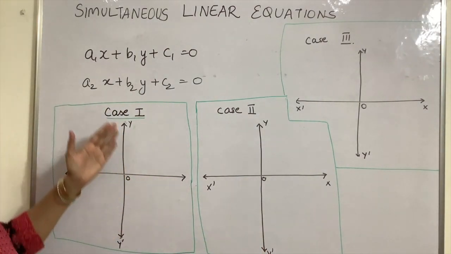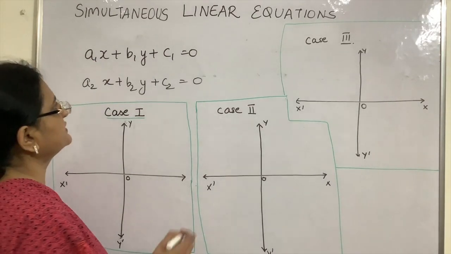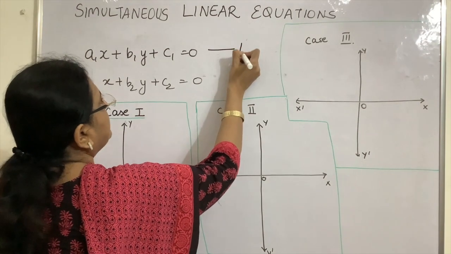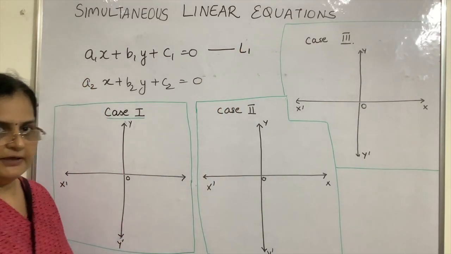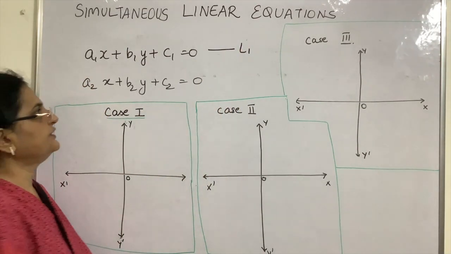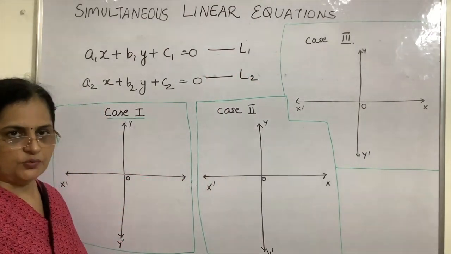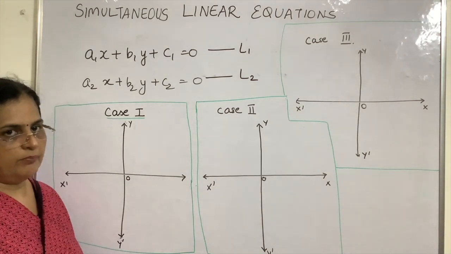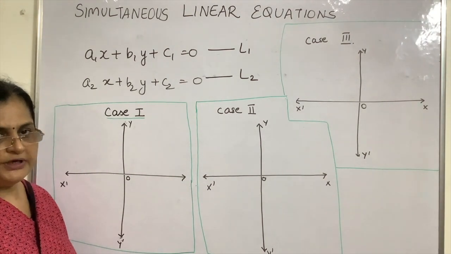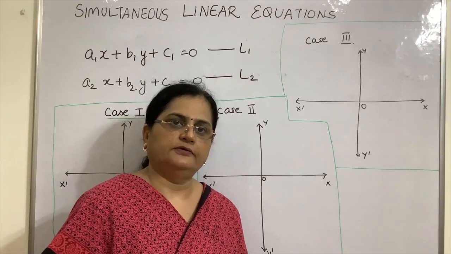So let us say that there are two equations, a1x plus b1y plus c1 is equal to 0. Let me call this line L1, and the second, a2x plus b2y plus c2 is equal to 0, and say this is line L2. Now plot the graph. Three cases will be possible when you plot the graph.